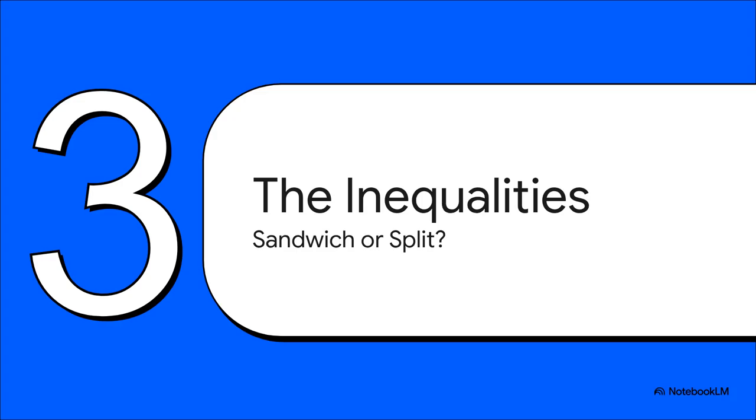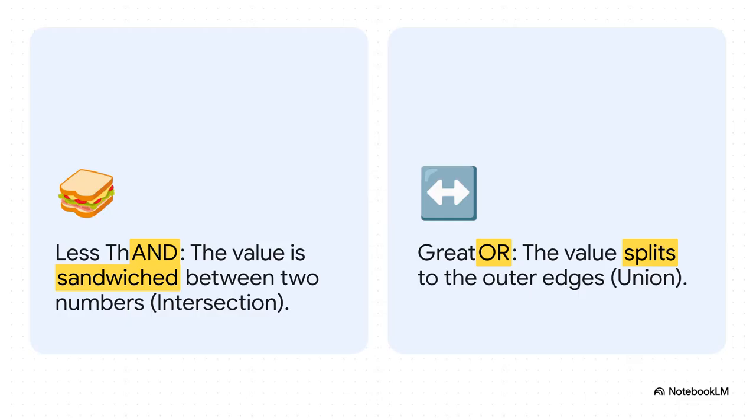All you have to ask yourself is one question. Are we making a sandwich or are we splitting up? And here's the trick. If you see a less than sign, I want you to think "less than." Hear that "and" in there? That's your clue that the answer is a single connected piece, an intersection, all sandwiched together.